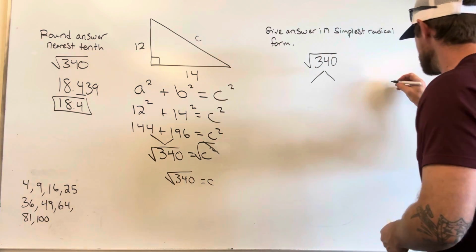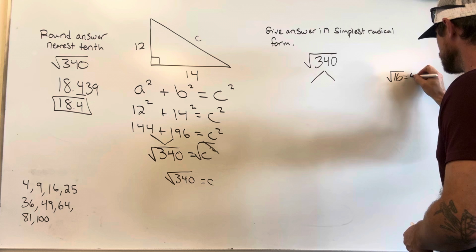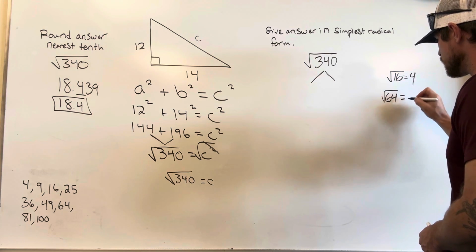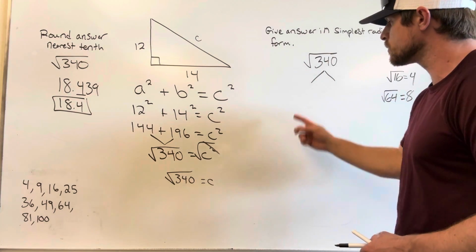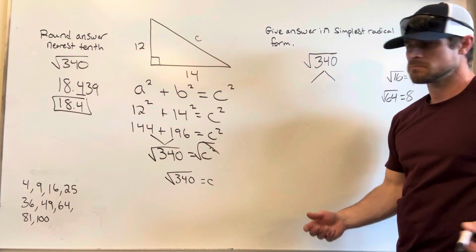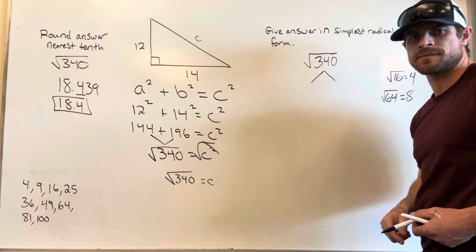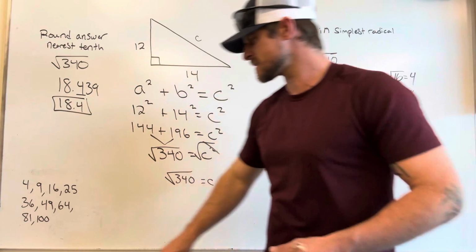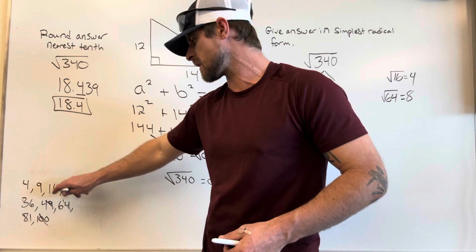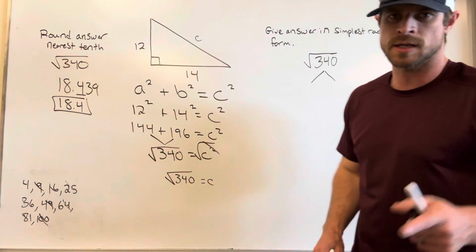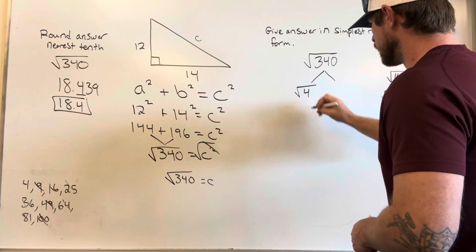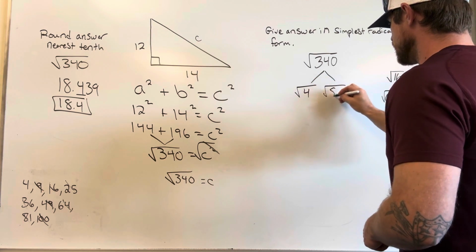If I take the square root of 16, I get a nice, neat whole number of 4. If I take the square root of 64, I get a nice, neat whole number of 8. So what we want to do is ask ourselves, is there one of these or more that 340 is divisible by? Now, you can go down through the list. 100 doesn't work, 81 doesn't work, 64 doesn't work, 49, 36, 25, 16, 9, but 4 does. 340 divided by 4 would give me 85.